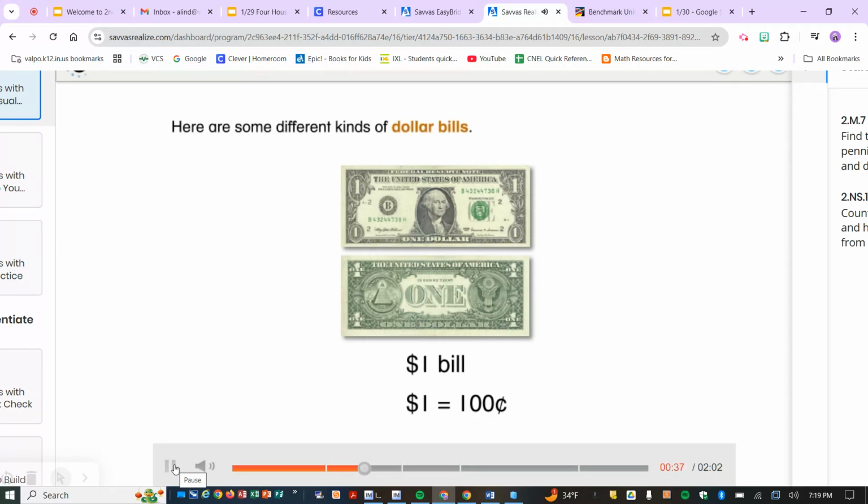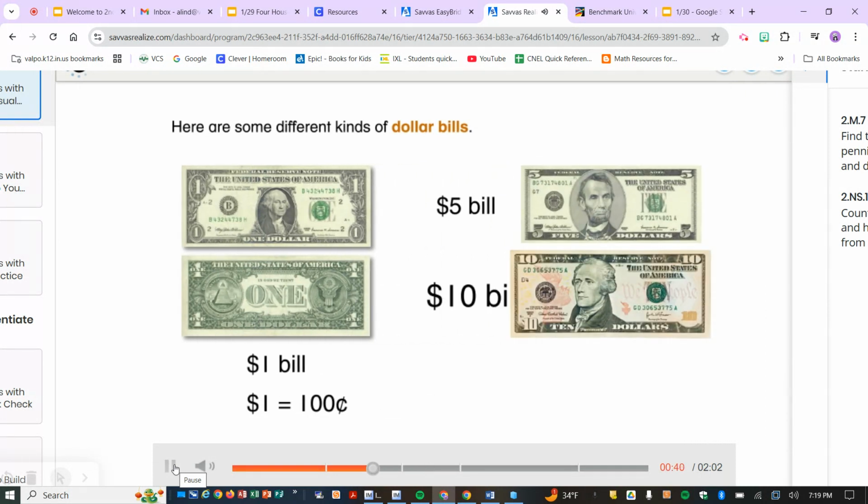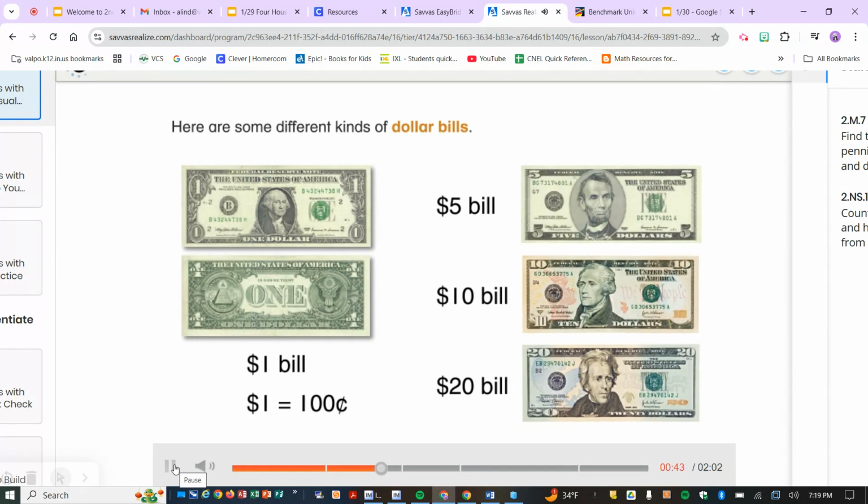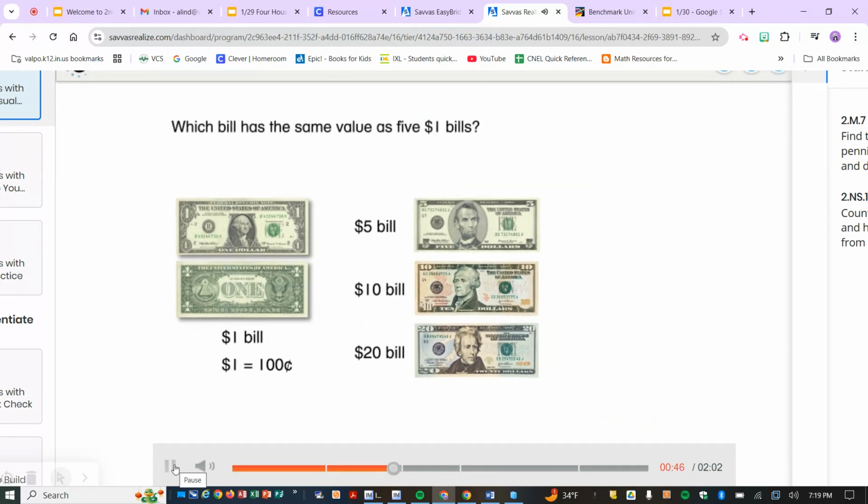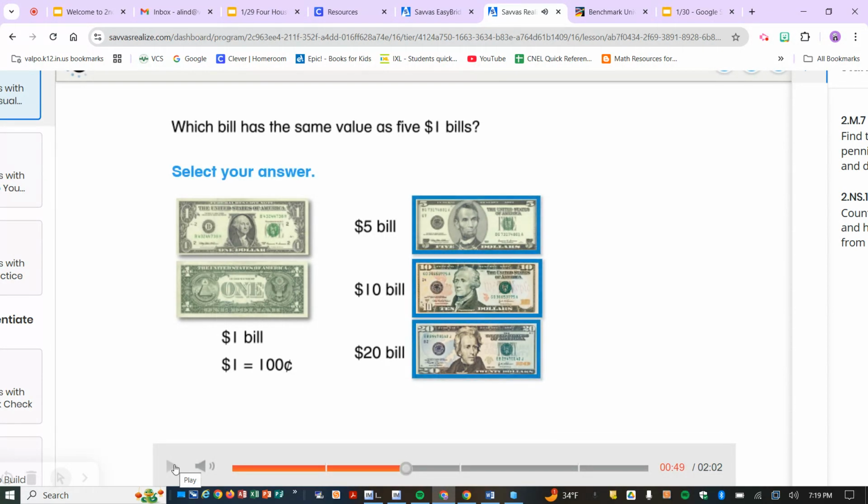Here are some different kinds of dollar bills. Which bill has the same value as 5 $1 bills? Select your answer. Okay, second graders, when we say bill, we are referring to the one piece of paper. Now, if it has a different number on it, for example, the $1 bill has ones on it, that means it's worth $1. The $5 bill is worth $5, the $10 bill is worth $10, the $20 bill is worth $20, 50, and 100. So we can tell what the value is based on these little numbers in the corner.